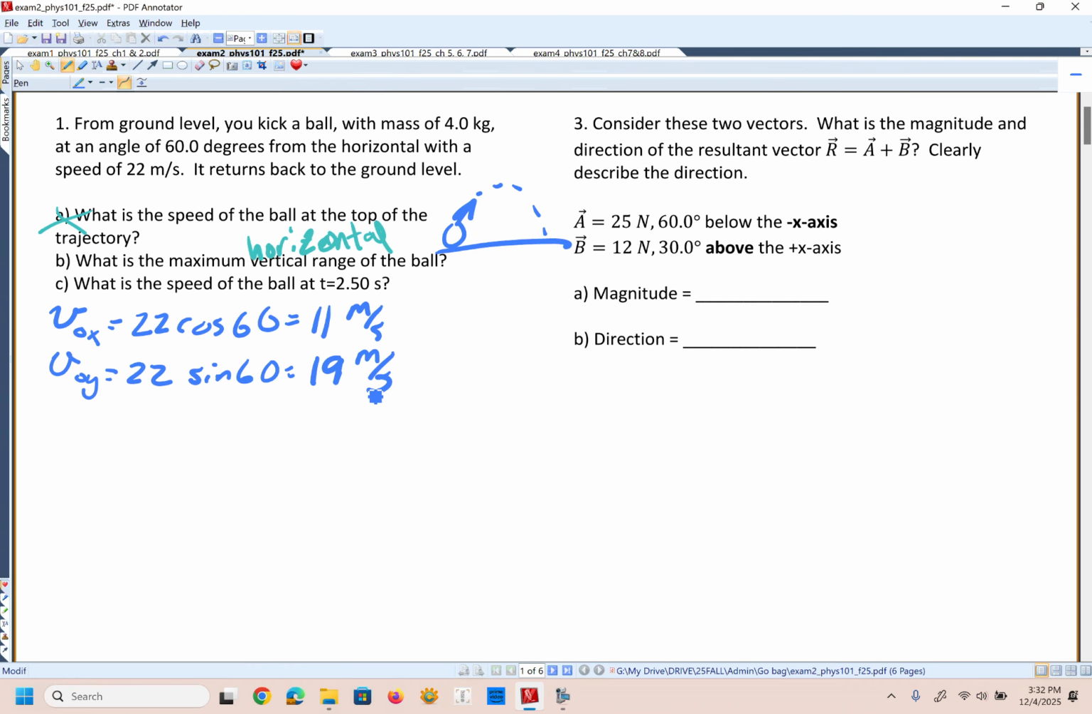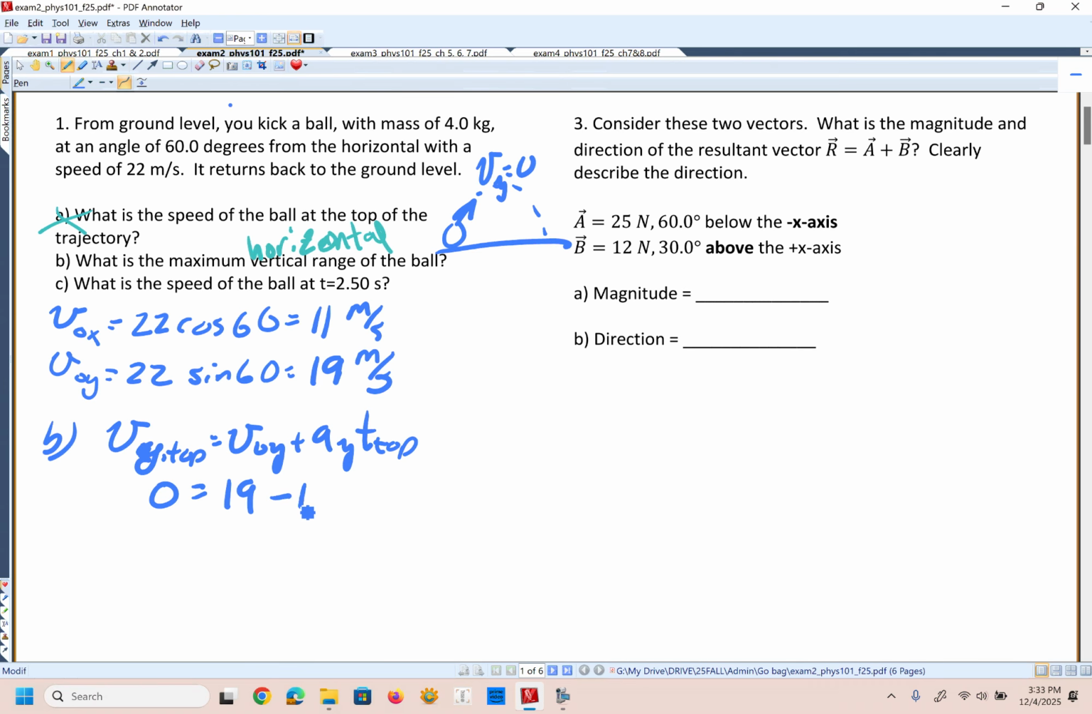The next part, I'm just going to start with part B, since part A is not on the exam. For part B, first you want to find out what is the time at the top of the trajectory. I know at the top of the trajectory that Vy is equal to 0, so I can use that fact. Vy at the top is equal to V0y plus Ay t top. That's 0, equal to V0y, which is 19, minus 10 times t top. So that tells me that t top, if I solve that, is equal to 1.9 seconds. Okay?